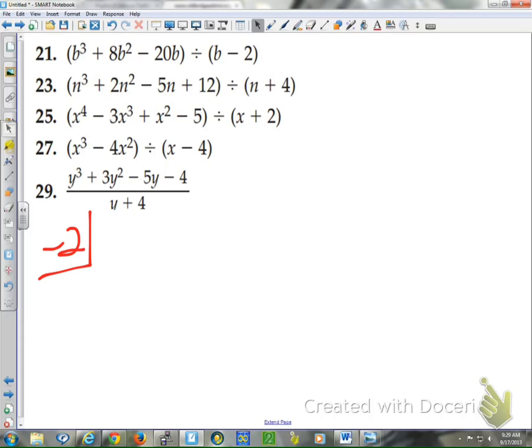All right, so coefficients: 1, negative 3, 1, 0, because there's no x term, negative 5. Do not forget your zeros. That will be killer.